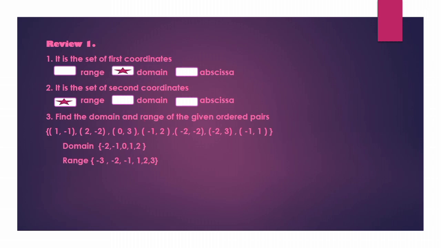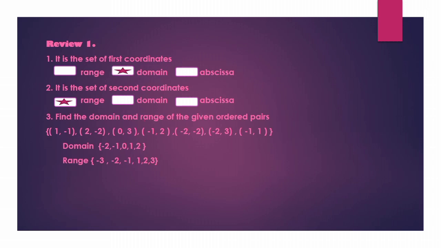So if you have noticed here, there are two x values, which are -2 and -1. So in writing, you only write it once and arrange it in ascending order, or in your number line from left to right. And for the range, you will have -3, -2, -1, 1, 2, and 3. So these are the y values in your ordered pairs. You have here -1, -2, 3, 2, -2, 3, and 1.